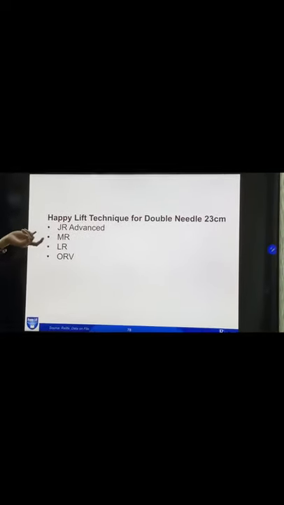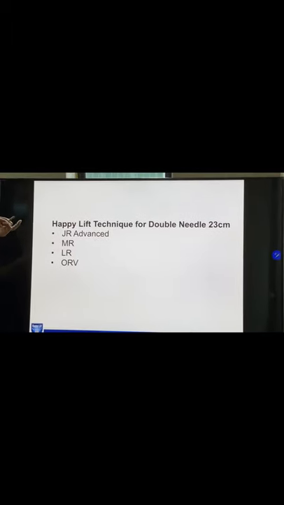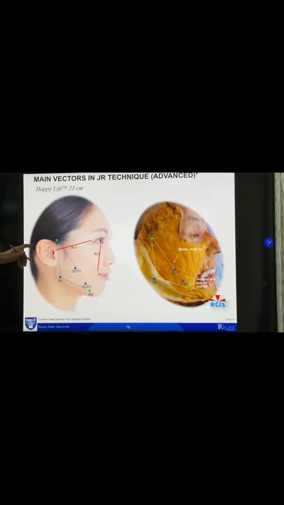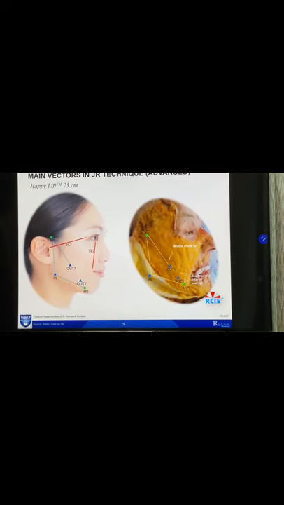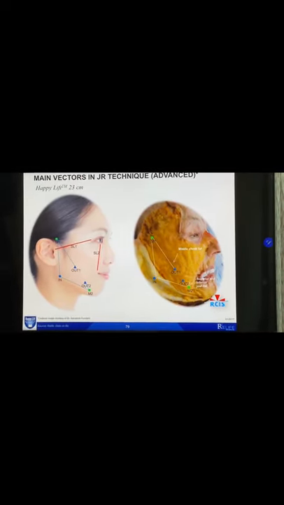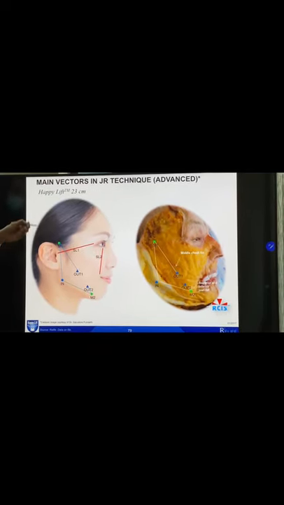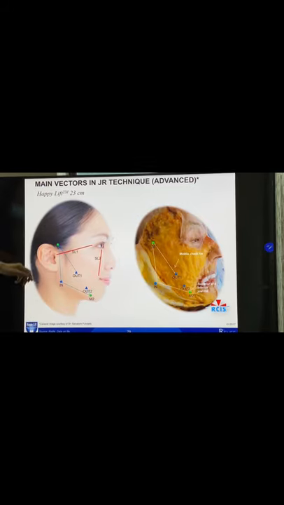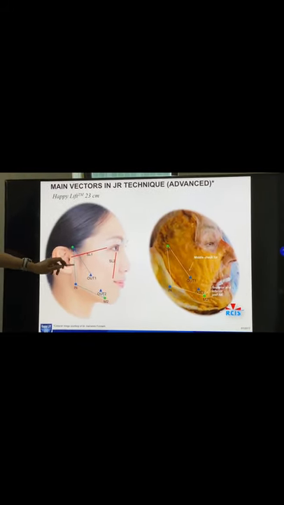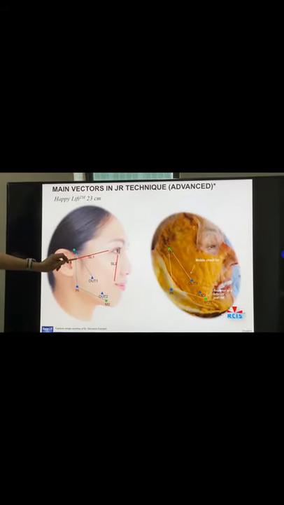Next module we will focus on the 23 cm track. Just a short intro to 23 cm: it is longer, about double the 12 cm. Okay, so we have advanced JR. If you remember the JR shape from earlier, its intermediate point was just near the safety line.